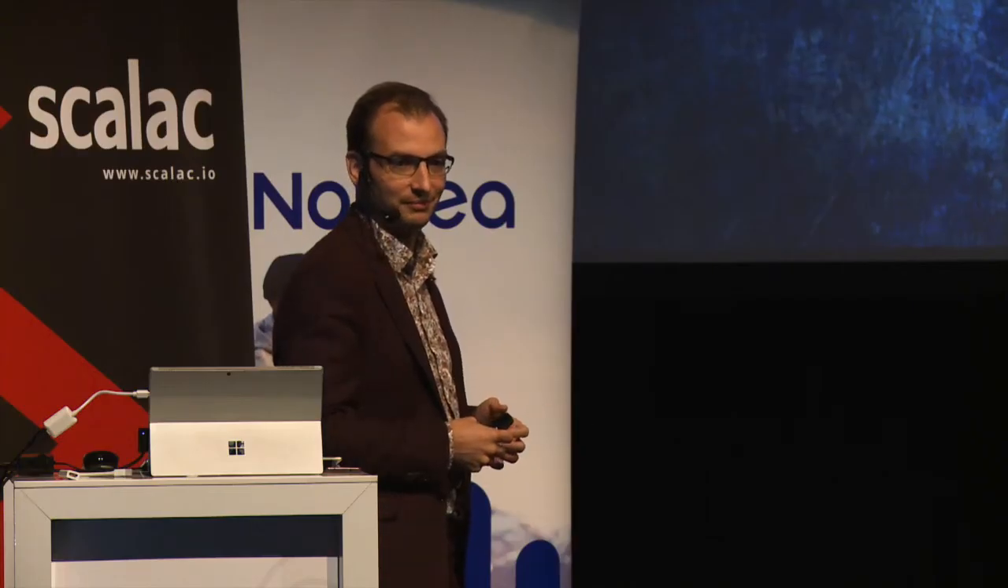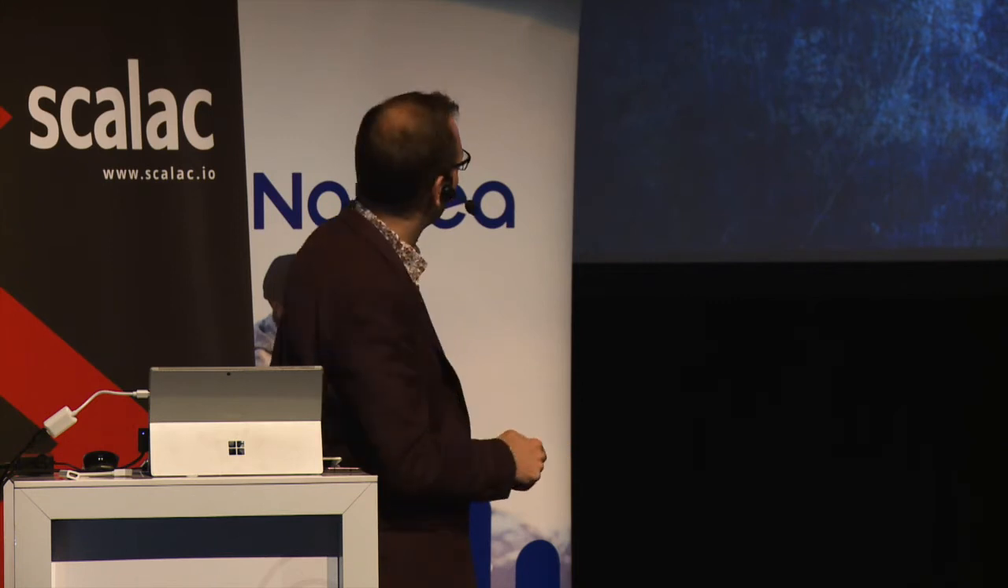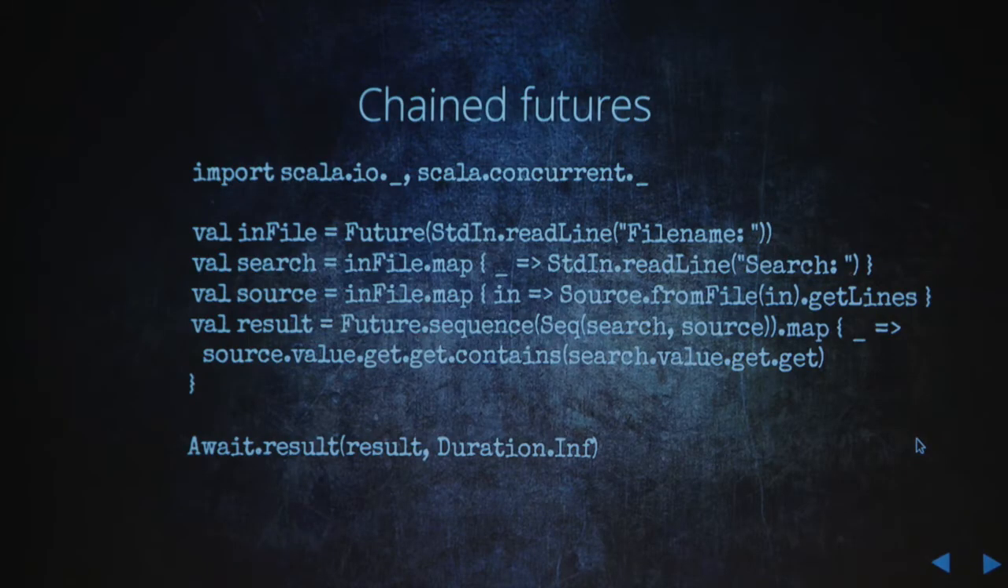Okay. All good so far. We use future.sequence for that. Or at least in this example, I'm using future.sequence. What future.sequence does is take a sequence of futures and turn it inside out into a future of a sequence. And we construct our sequence from the search future and the source future, and construct a new future using future.sequence. And that future will complete when both of those are finished.